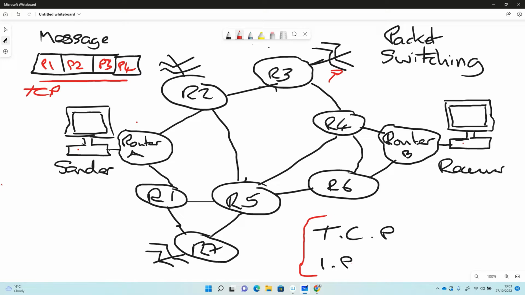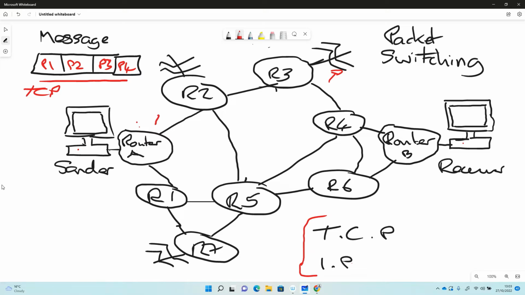So TCP splits into packets, and then we're going to send those packets across, in our case, to router A. And then router A is going to find a route using internet protocol, IP, through the network. So router A knows where router 2 is, and it knows where router 1 is because they're connected to it. It doesn't know where router 5 is, it doesn't know where router 4 is, and it doesn't know router B, which is attached to the network where our receiver is. It only knows where R2 and R1 is.